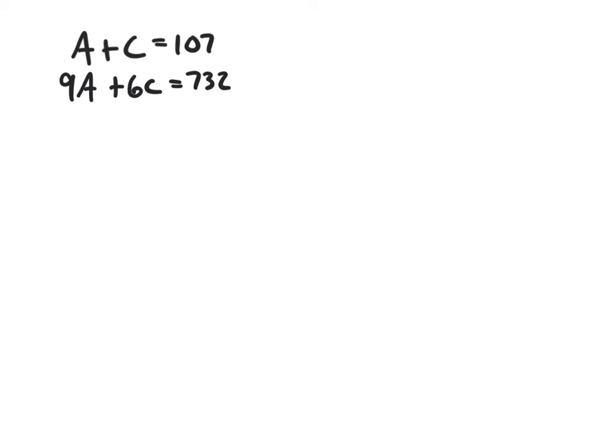Now, we could solve this system by substitution, getting a or c by itself. But in general, when the two variables in both equations are together on the left-hand side, I like to use the addition method. Here, I'm going to try to make the c term into the opposite of 6c, and I can do that by multiplying the top equation by negative 6.